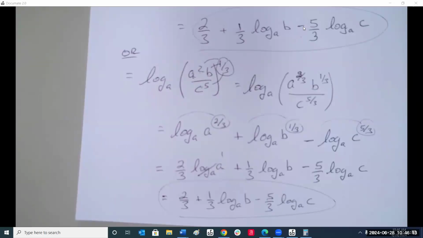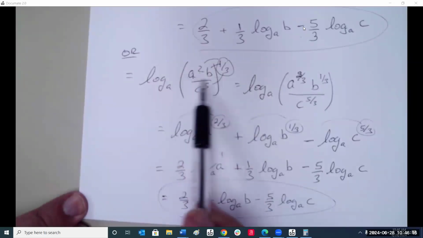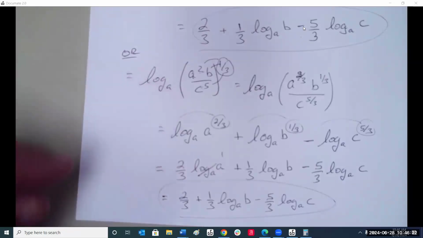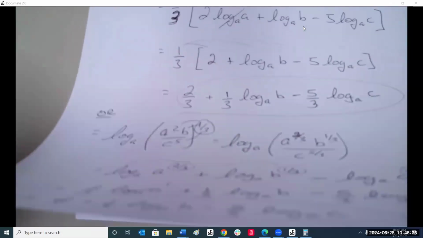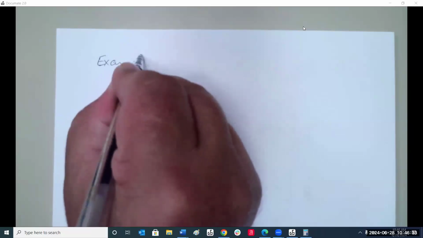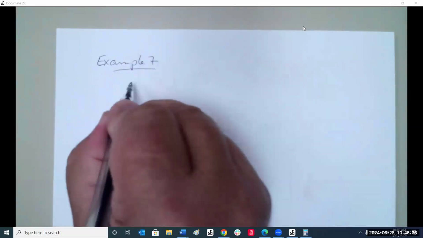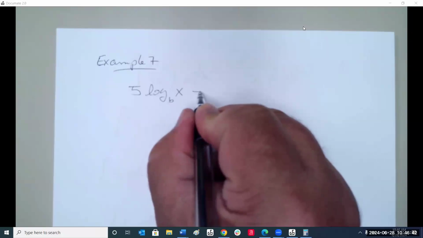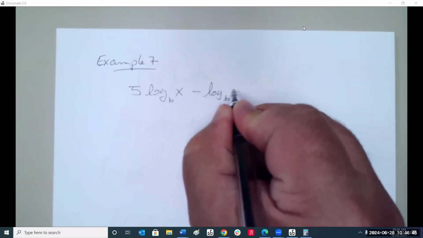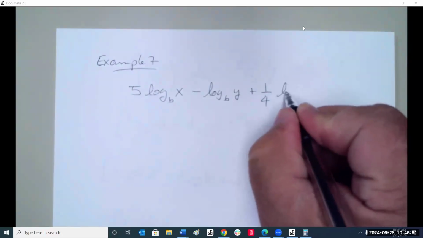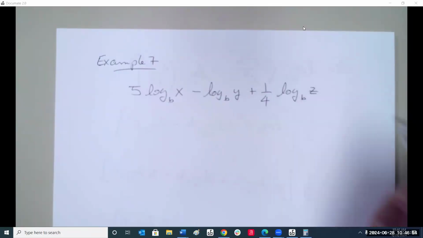Now let's go backwards. Here I gave you the short equation, you gave me a longer one. Now let's go from this to give me this. Go in reverse. Example 7. Five log base b of x minus log base b of y plus 1/4 log base b of z.